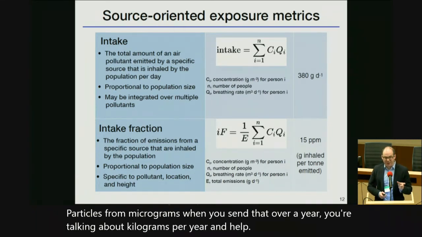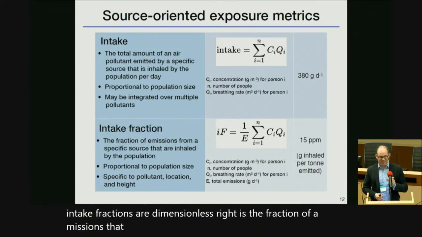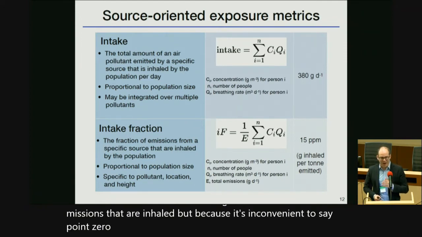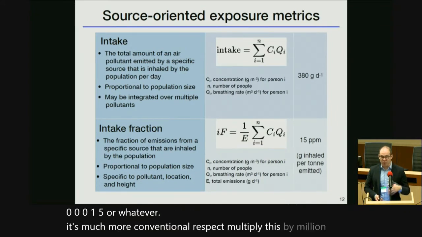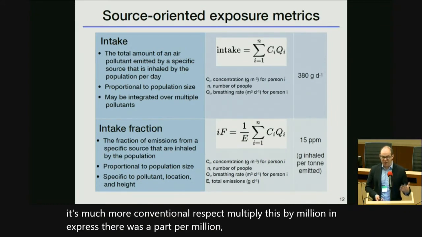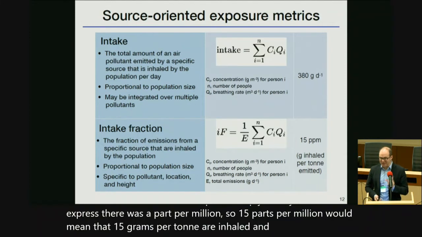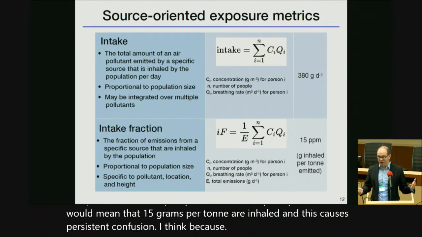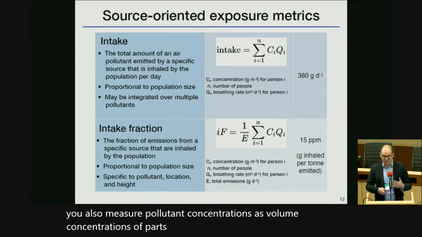Intake fractions are dimensionless, right? It's the fraction of emissions that are inhaled. But because it's inconvenient to say 0.00000015 or whatever, it's much more conventional to multiply these by a million and express them as a part per million. So 15 parts per million would mean that 15 grams per ton are inhaled. And this causes persistent confusion, I think, because we also measure pollutant concentrations as volume concentrations as parts per million. That's not what we're talking about here. We're talking about a fraction.